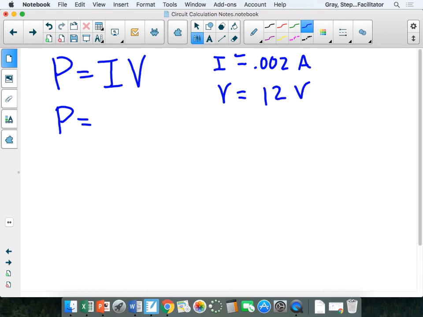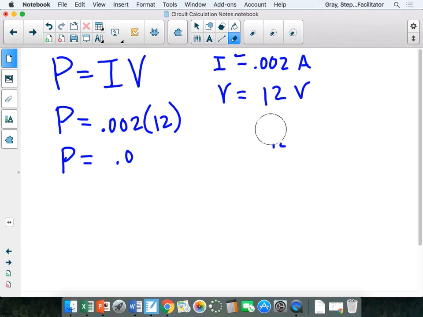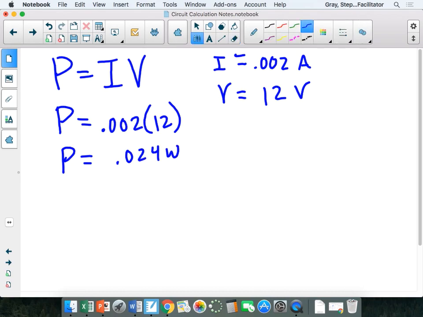Okay, power, 24, right? And then 3 decimal places. Is it 0.024 or 0.24? 0.024.